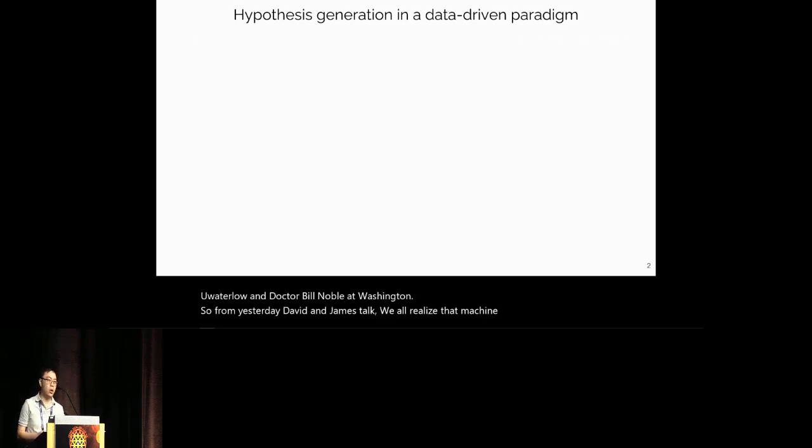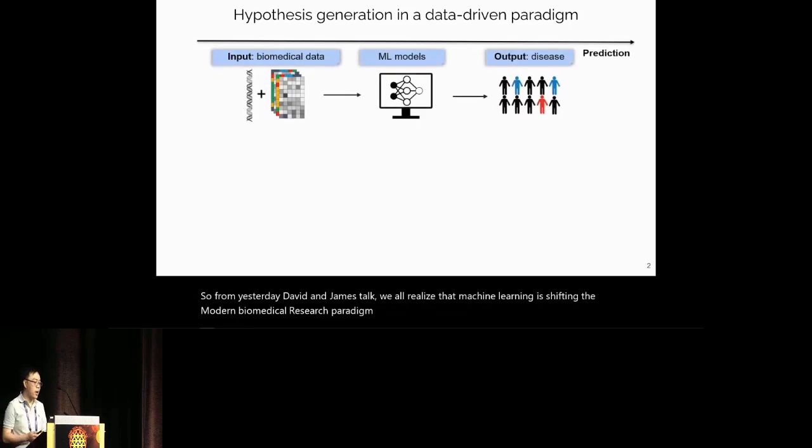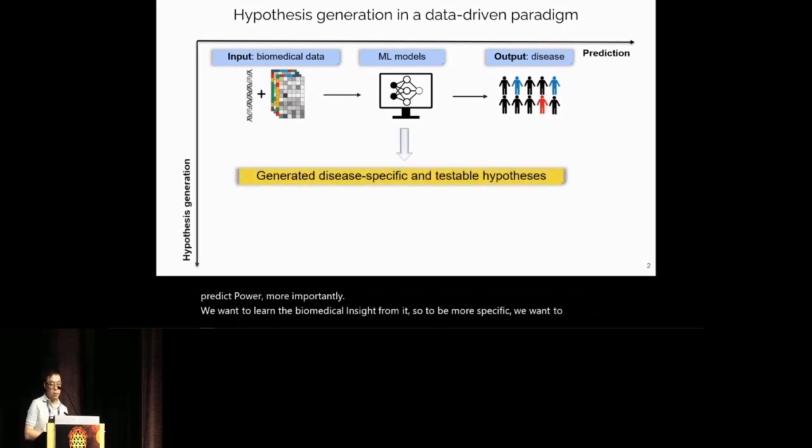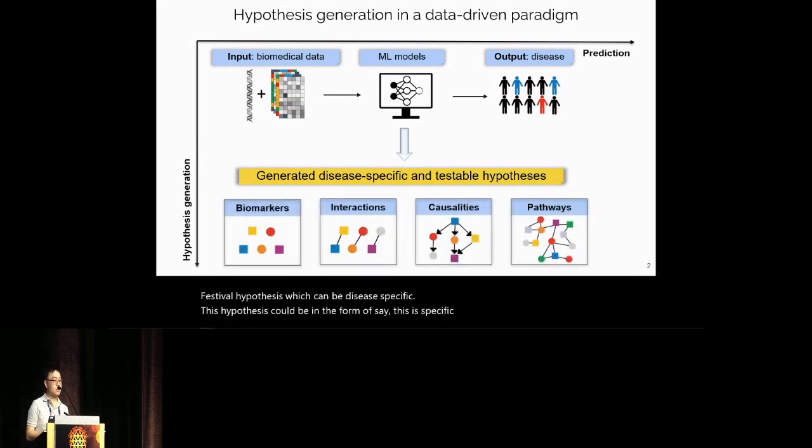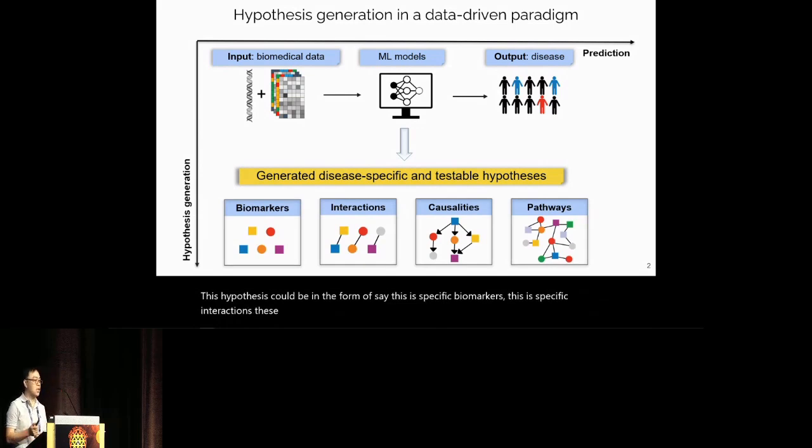From yesterday's talks by David and James, we all realize that machine learning is shifting the modern biomedical research paradigm. On one hand, given biomedical data, we want to train a powerful machine learning model to predict some disease of interest, either cancer or non-cancer, with high accuracy. However, we are not only interested in learning a model of high predictive power. More importantly, we want to learn biomedical insight from it. To be more specific, we want to interrogate this machine learning model to generate testable hypotheses, which can be disease-specific.